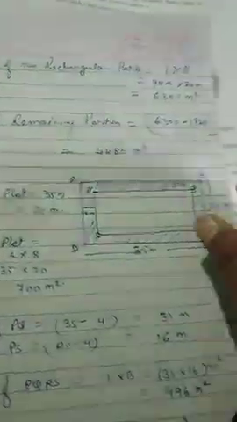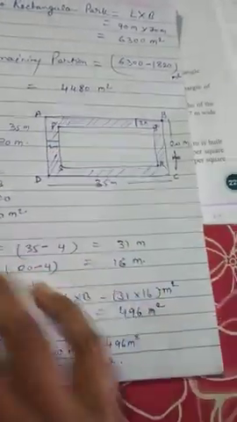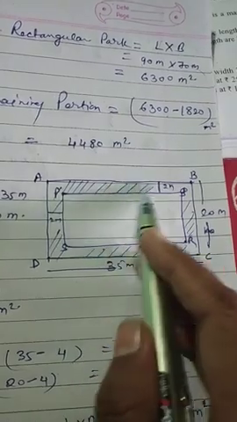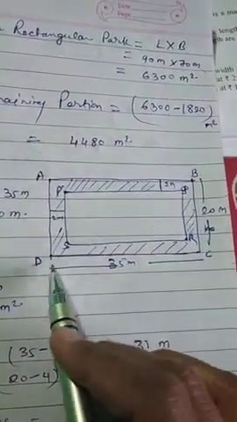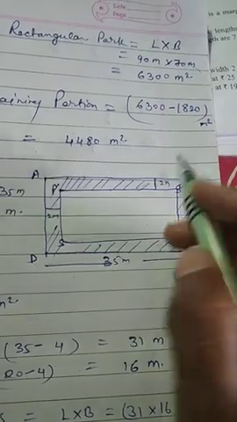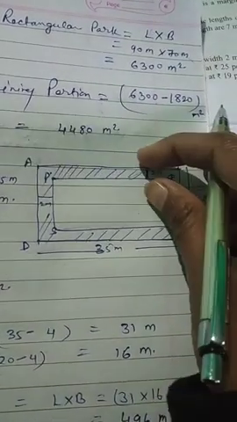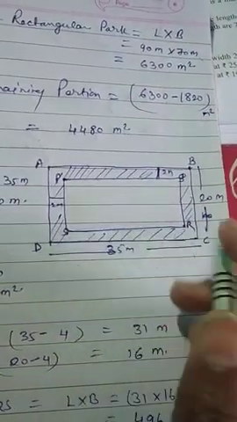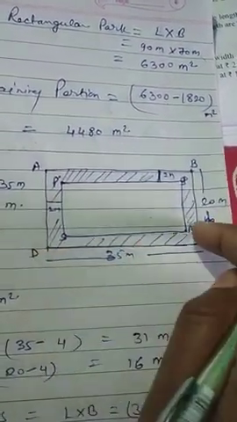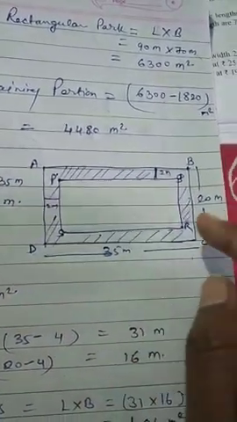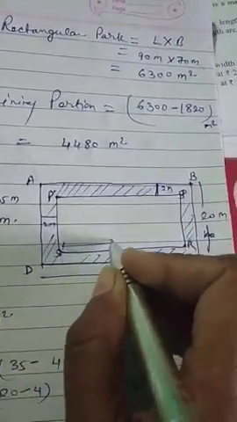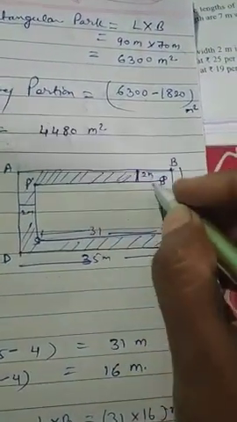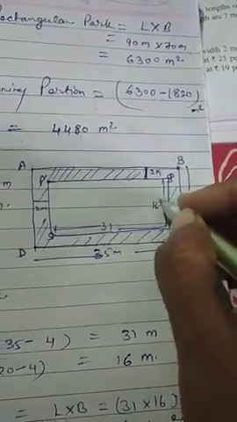So look at the figure. Suppose we name this ABCD, a rectangular park, and this is the path which is inside it. Its length and breadth are given, 35 and 20, but the path is 2 meter wide. So if you want to find the length inside, we can find it like this: 35 minus 2 plus 2, 4. 35 minus 4 will be equal to 31. And this is 20. So 2 plus 2, 4. 20 minus 4 will be equal to 16 meter.